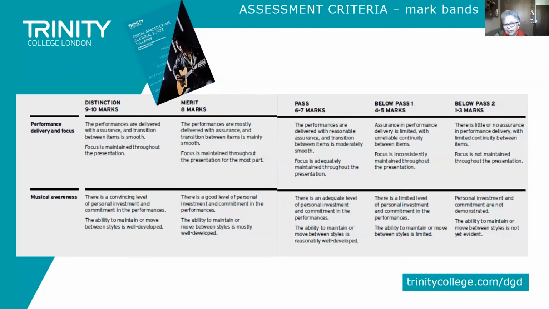So if you look at merit, it says focus is maintained throughout the presentation for the most part, whereas that "most part" was not there in the distinction marks. And in the pass marks, focus is adequately maintained. And below pass, focus is inconsistent throughout the presentation. So it's very important that you read these assessment criteria and how it is marked by the examiners, what they have to keep in mind. So that is the marking scheme.